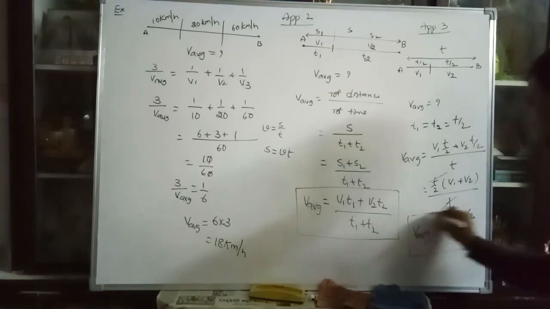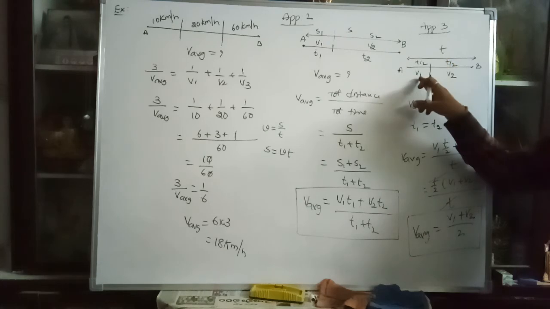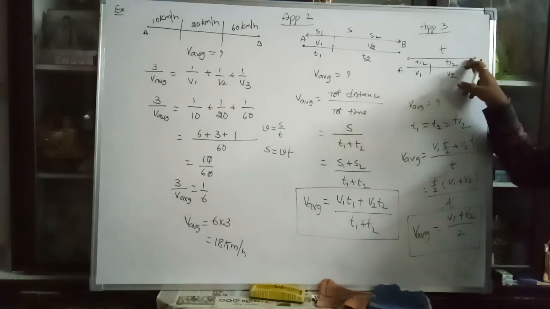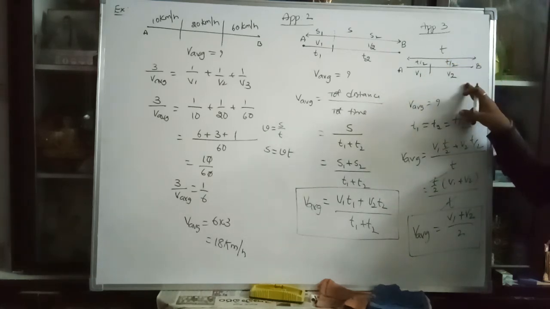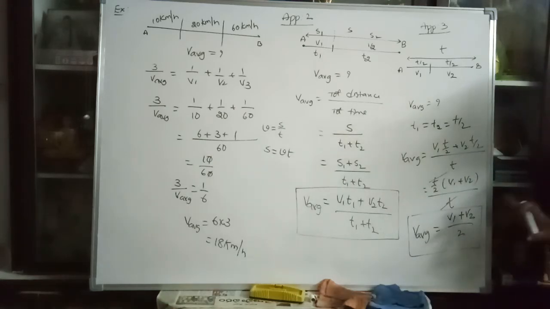This formula is applicable under what condition? When half of the time interval is covered with speed v1 and the remaining half of the time interval with speed v2, then the average speed of the particle is v1 plus v2 by 2. Based on this average speed, in past years in advanced level, one question was given. What is that?